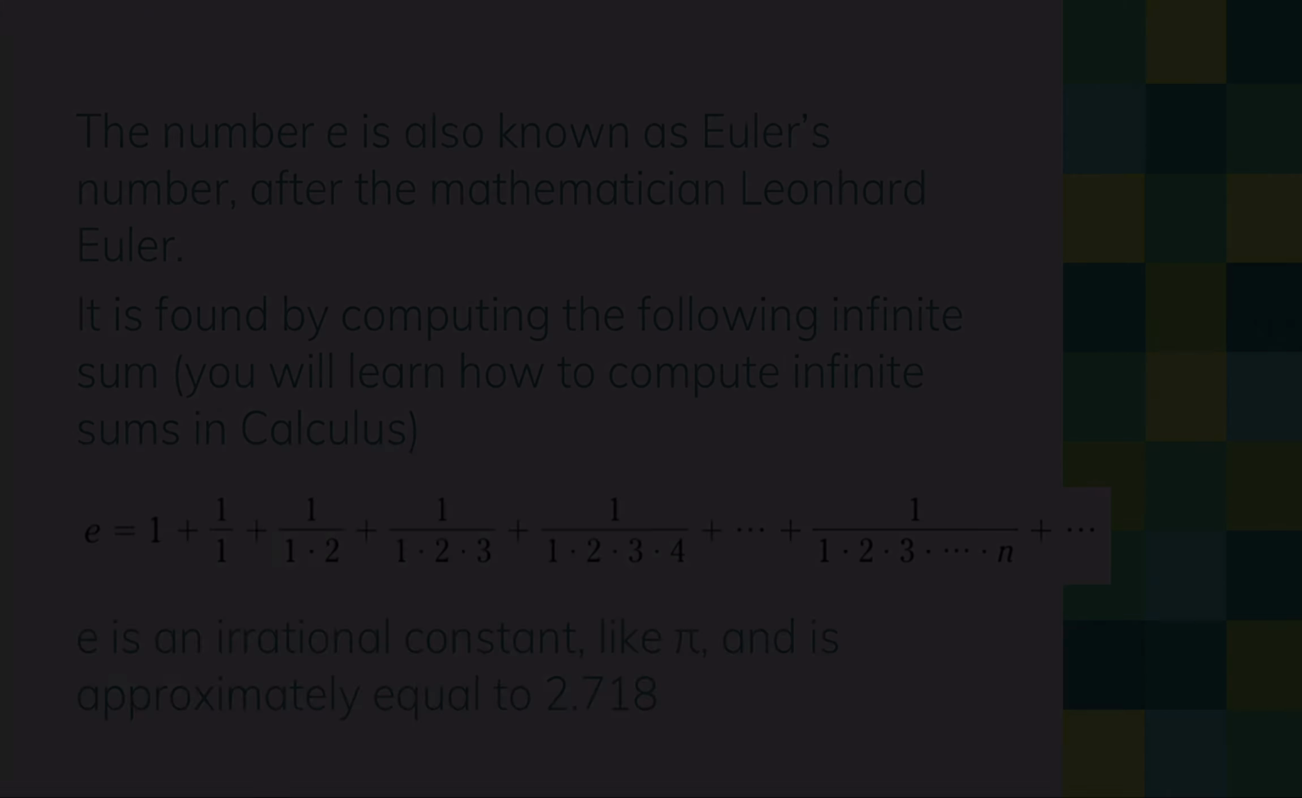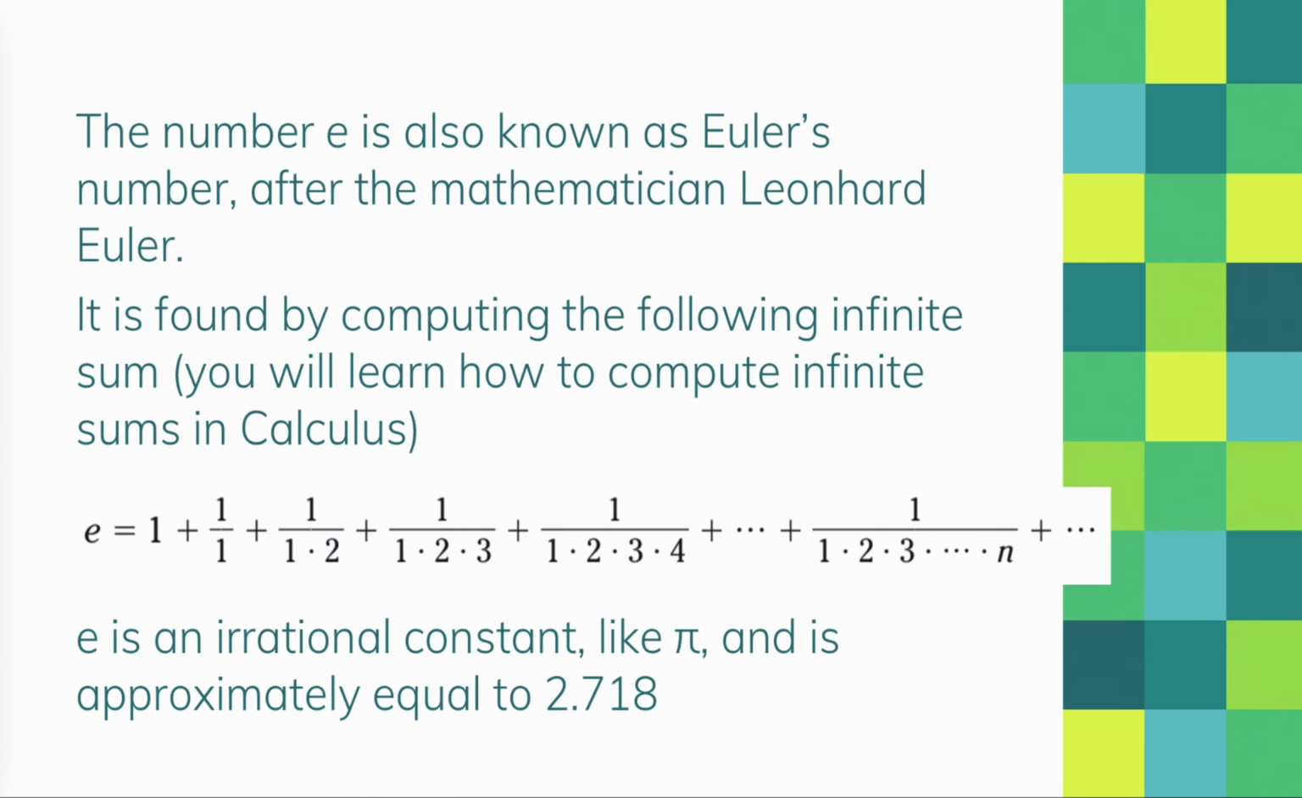E, my favorite number. The number e is also known as Euler's number, after the mathematician Leonhard Euler. It's found by computing the following infinite sum. You do not need to know how to compute infinite sums right now. You'll learn how to do that in calculus. But it's the sum of 1 plus 1 plus 1 over n factorial as n approaches infinity.